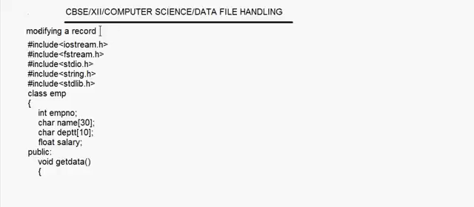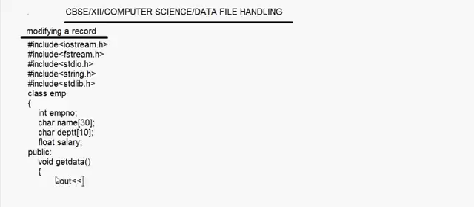Now I have written the initial part of the program. The class is class EMP, the same one which we had taken earlier. So here we have emp number, name, department and salary.